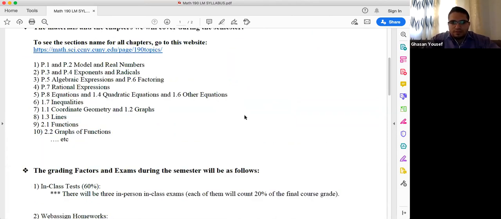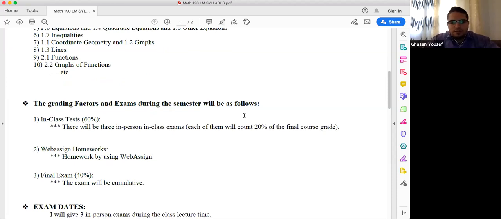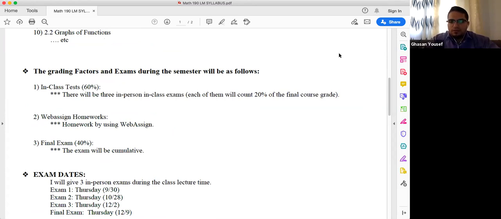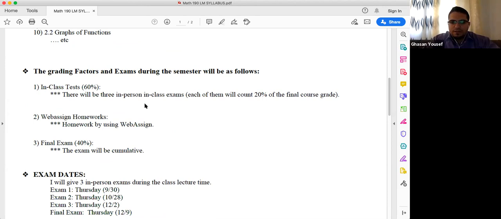Now for the grading factors and the exams during this semester, it will be as follows. I'm going to give 3 exams. The 3 exams will be in person, not online, so you have to go to the campus to take the exam. Each exam will be 20% of your final grade. The first exam is 20%, the second exam is 20 again, the third one is 20. So the total of these 3 exams will be 60% of your final grade.